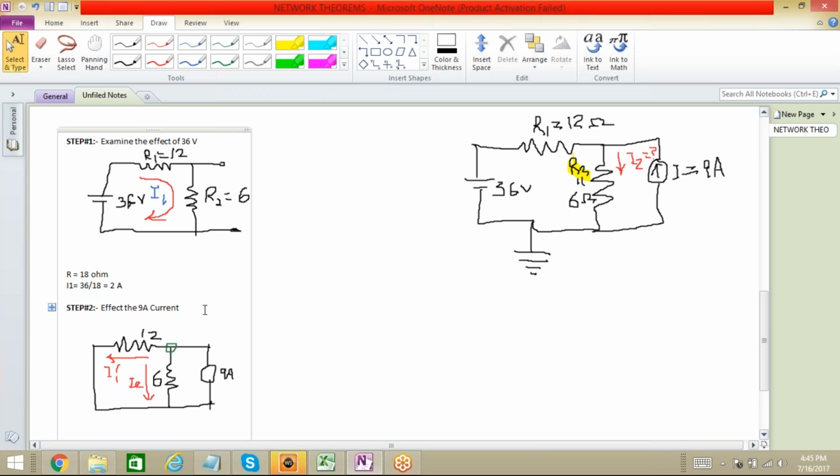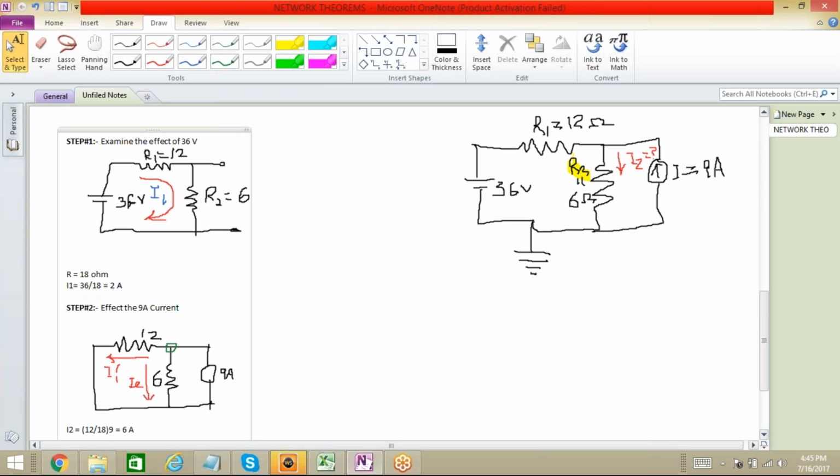The current that is flowing through the 6 ohm resistor, that is I2, will be equal to R1 upon R1 plus R2, that is 12 divided by 18, multiplied by 9, that is your total current. So it should be equal to 6 ampere. So I2 will be 6 ampere.